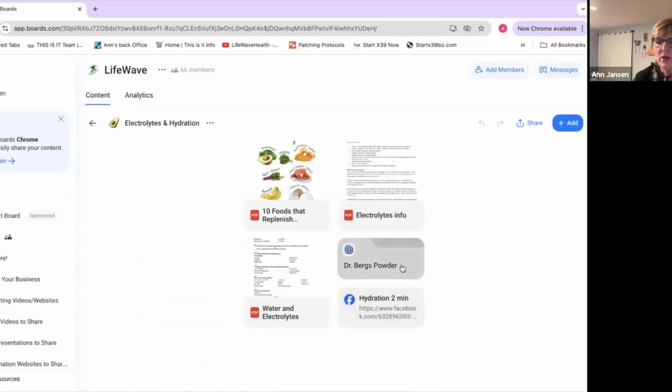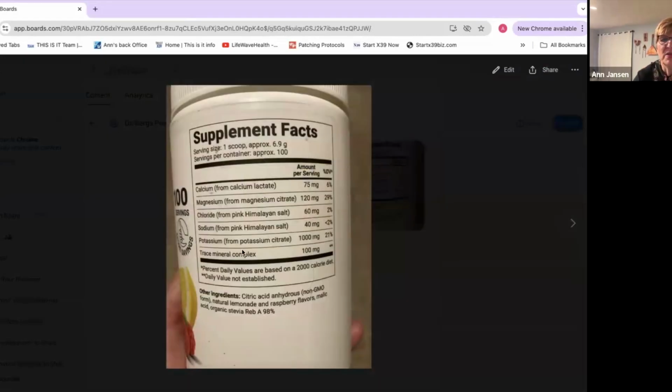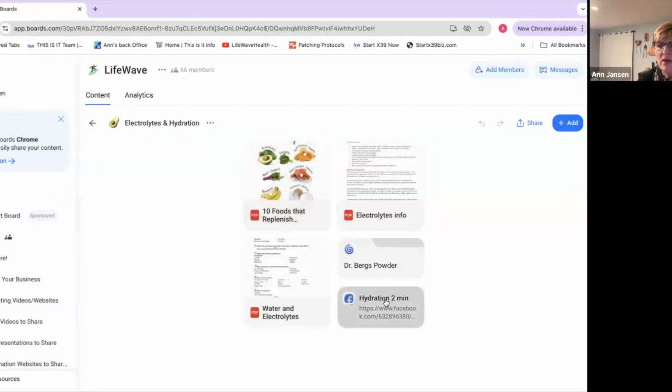And then Dr. Berg's powder is the one that I currently use because I want 1,000 milligrams of potassium because we're very low in potassium. And I drink 2 of these a day because someone my age needs 2,000 milligrams of potassium. Somebody age 20 to 50 or so needs 4,700 milligrams of potassium. So you want to figure out how to get that amount of potassium. And then here's a 2-minute video on hydration.